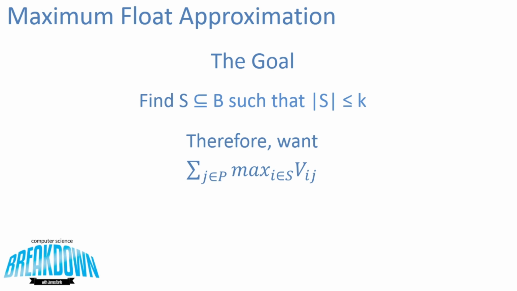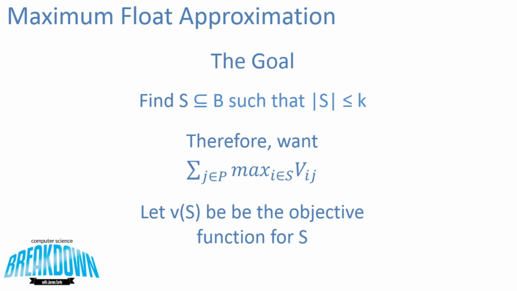So you can try paying them from any bank, and whatever one will provide you with the highest float, let's say it's the one with the highest interest rate and the longest time it takes to clear a check, that's the one you're going to want to pay person J with. So you're trying to maximize this. So we can represent this using V of S as an objective function for the set S.